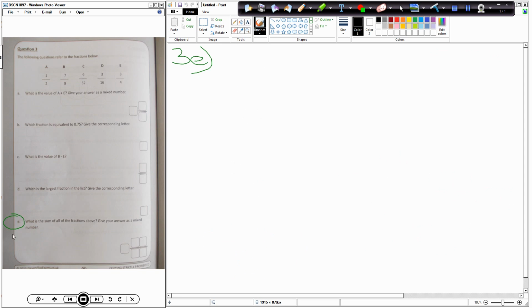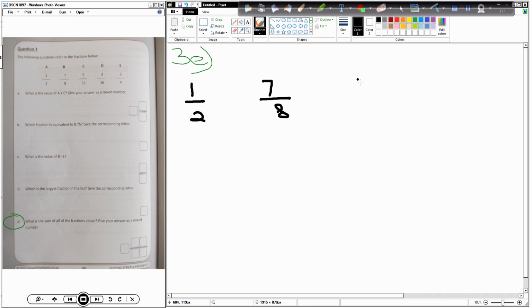Okay, question 3E, what is the sum of all the fractions above? So all of these fractions, give your answer as a mixed number. So let's have a go. So we start off first of all with a half. And then we've got to add what to it? 7 eighths. And then 9 over 32. And then 3 over 16. And last but not least, we've got to add 3 over 4.